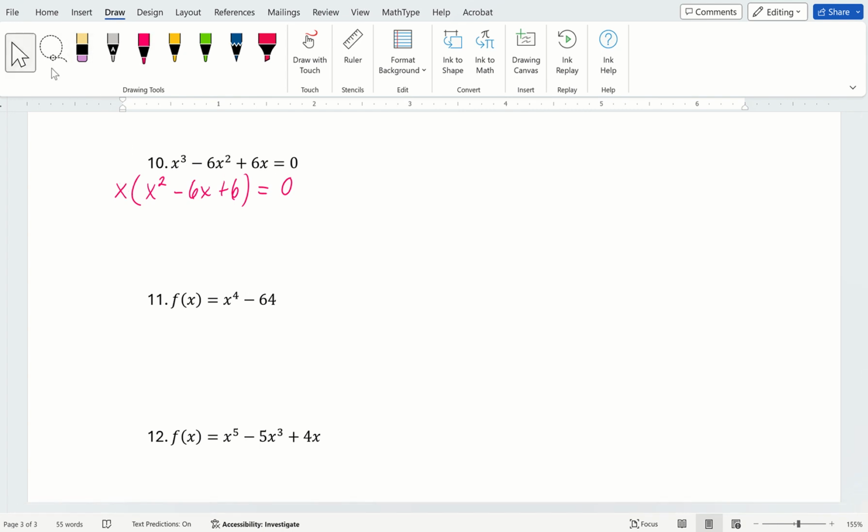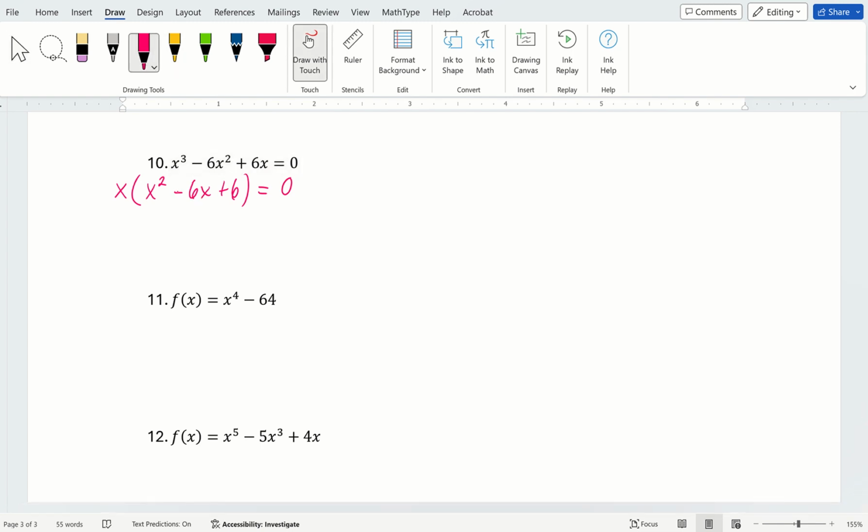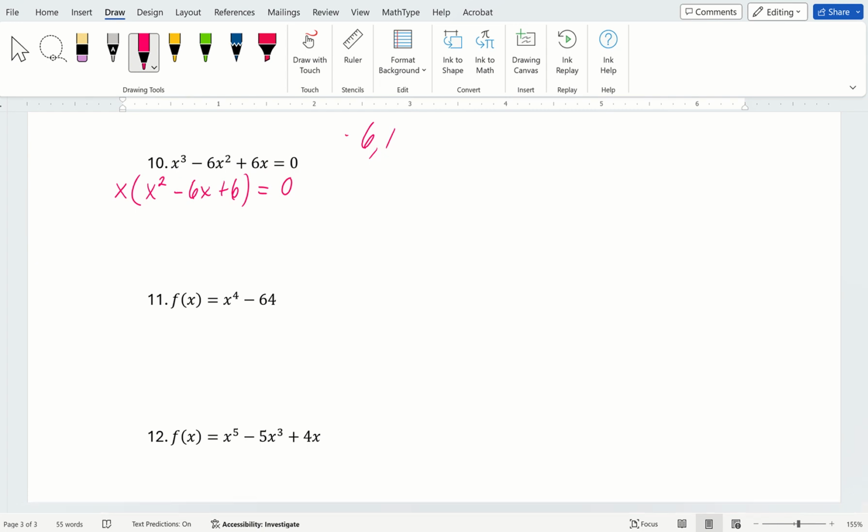Okay, so I have this quadratic that's in the parentheses. And I would be asking myself, because the number in front of x squared is 1, is there anything that multiplies to 6 and adds to negative 6? So that would be a combination of 6 and 1, or negative 6 and 1, or 1 and negative 1 and 6, or 3 and 2. None of these are going to give us negative 6. So we cannot factor this using rational numbers. When that's the case, you have to use the quadratic formula.